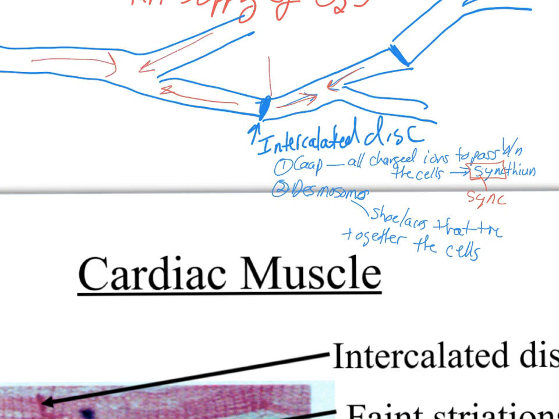That means there's a tremendous tension at that intercalated disc. So the desmosome's job is to prevent these cells from ripping at that point. Now, desmosomes are full of a protein called keratin, and we saw this in the integumentary system.